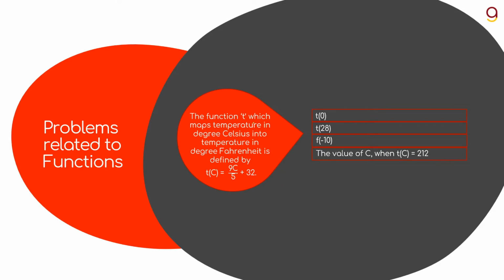The function T, which maps temperature in degrees Celsius into temperature in degrees Fahrenheit, is defined by T(C) is equal to 9C by 5 plus 32. Here you need to find T(0), T(28), T(-10), and the value of C when T(C) is equal to 212. So let's try solving this.